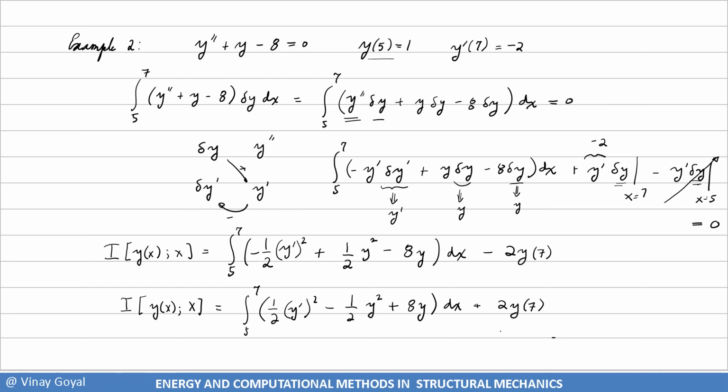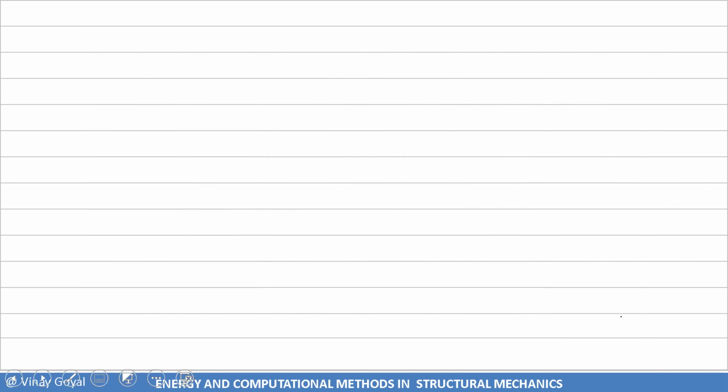And now you can take the first variation of I and set it equal to 0. If you do that, you should be able to find that this is the Euler-Lagrange equations and the boundary conditions. So that's example 2. I think it's a great example of how to deal with that.